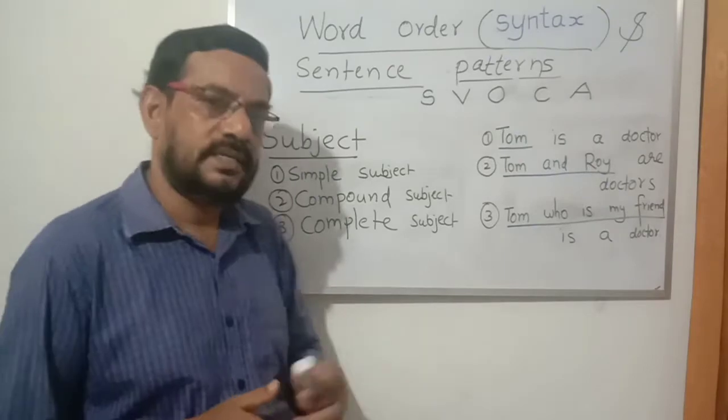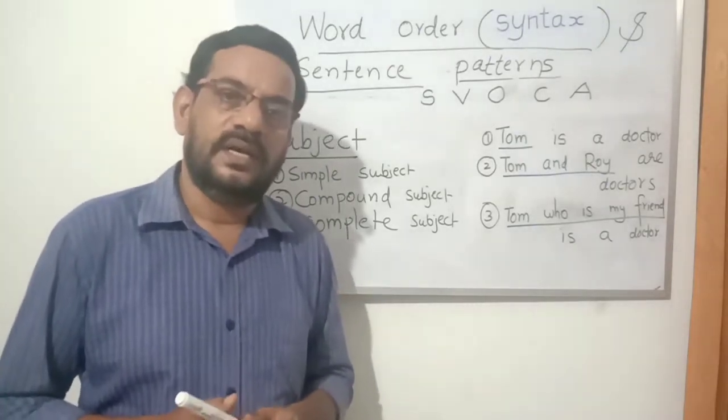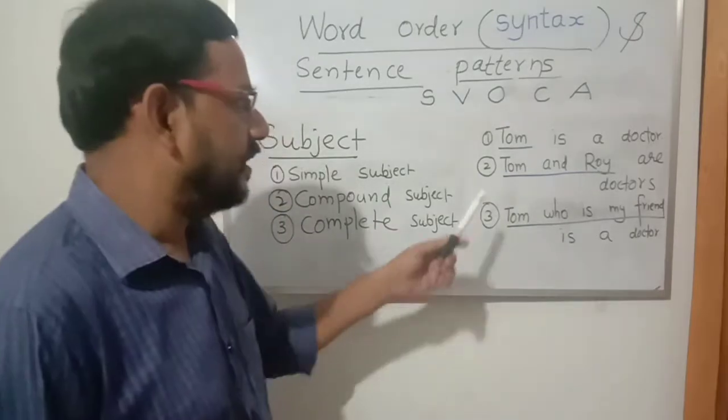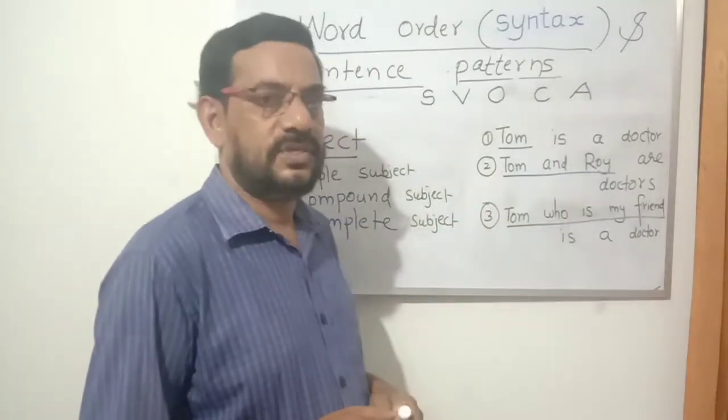And the last one is complete subject. One subject with its attributes, we can make a complete subject. Okay. Now, you can check these examples.